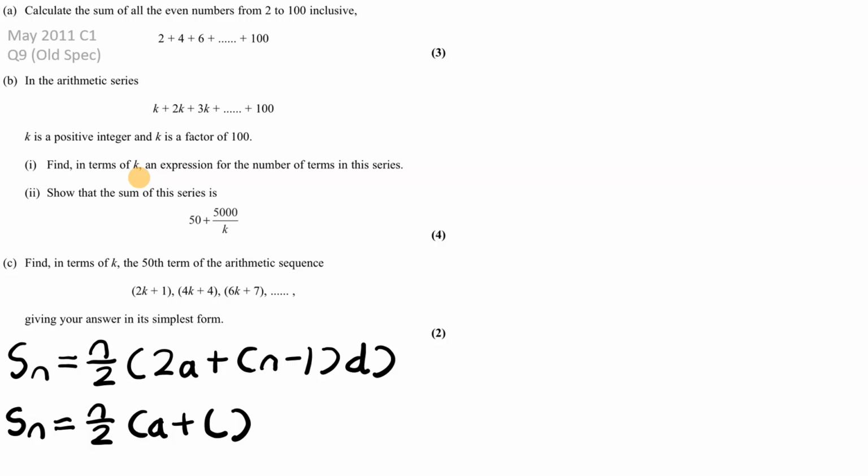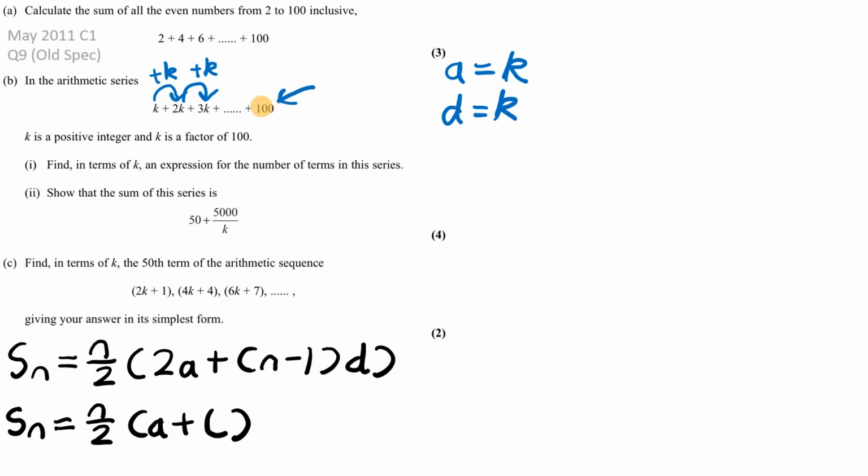Now, I think this question is actually a bit difficult in order to figure out how to do this. We need to find the total number of terms in this series. So firstly, let's figure out a and d for this new series that we've got here. A is the first term, and we can see that the first term is k, and d is the common difference, and we can see that the difference between k and 2k and 2k and 3k is we're adding k. So therefore the common difference is k. Now we need to find the total number of terms in this series, and we can see that the last term in this series is 100.